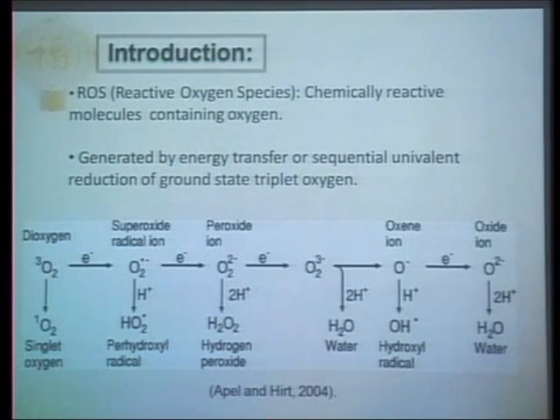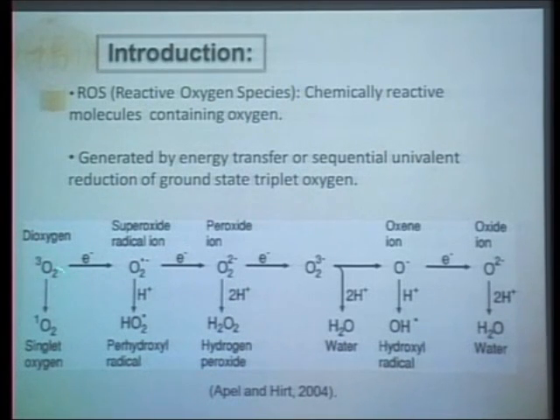Reactive oxygen species, abbreviated as ROS, are chemically reactive molecules containing oxygen, which are produced continuously as a byproduct of aerobic metabolism. They are produced from triplet oxygen, which is the ground state oxygen, either by energy transfer or univalent reduction of this triplet oxygen.